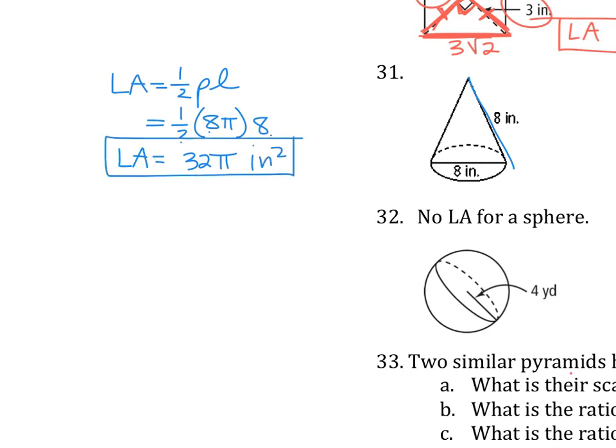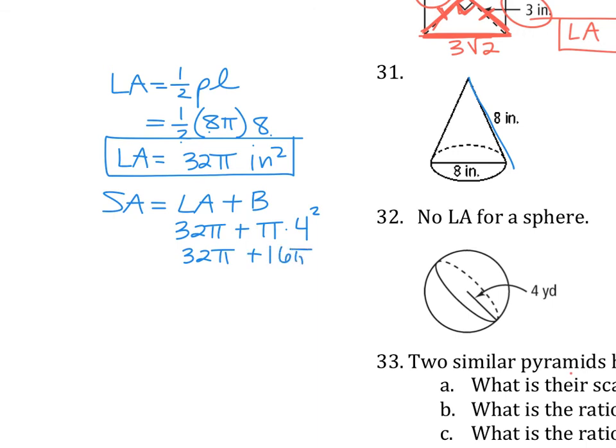Okay, so that's your lateral area. Then you need your surface area. So surface area, you're doing your lateral area plus how many bases? 1. 1 base. So you're doing 32 pi. What is the area of that base? Pi 4. Wait, that's wrong. You just need to do what to it? Squared. Squared, right. So you're doing 32 pi plus 16 pi. So you get 48 pi square inches for your surface area.